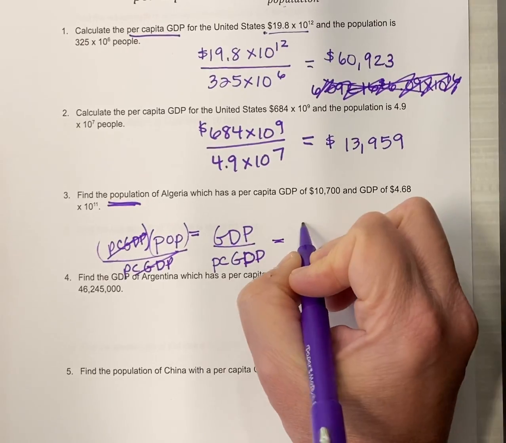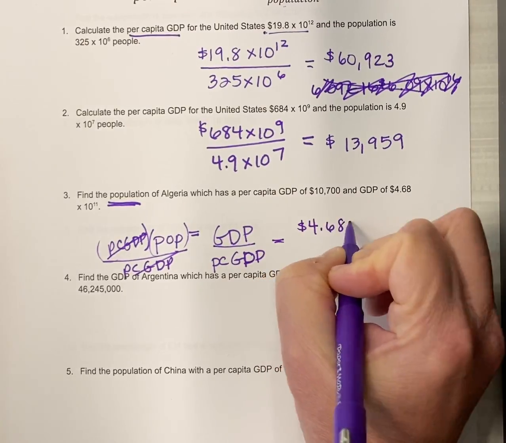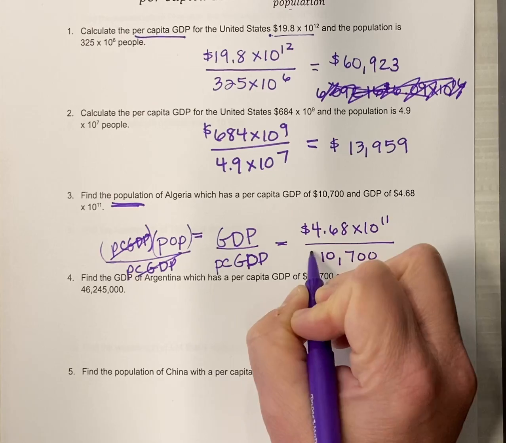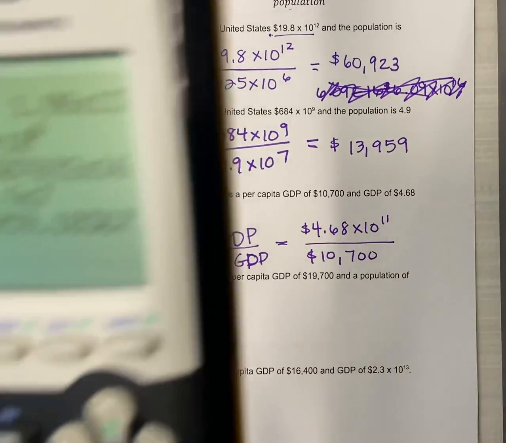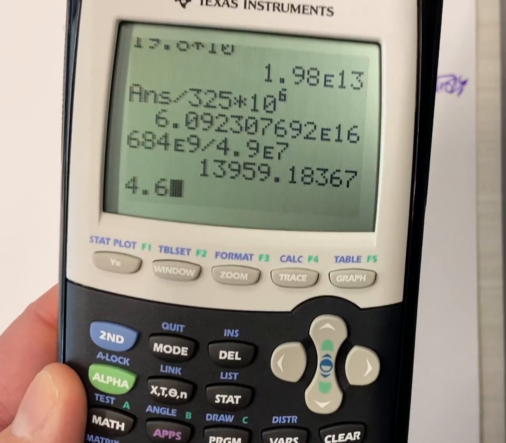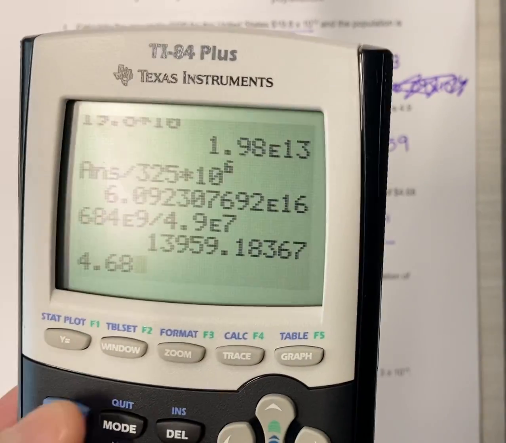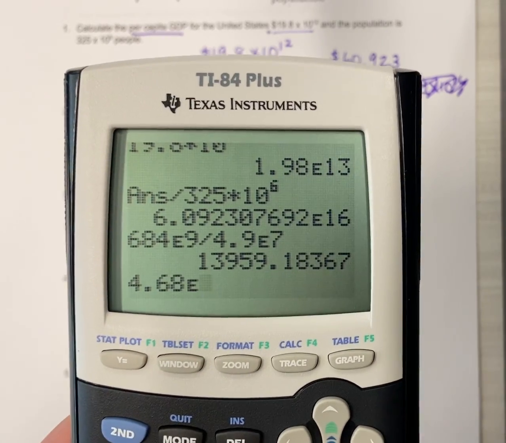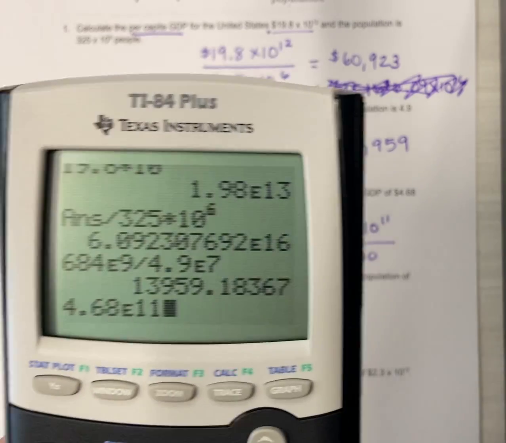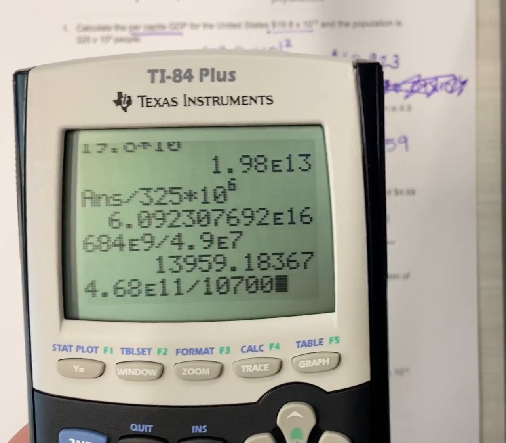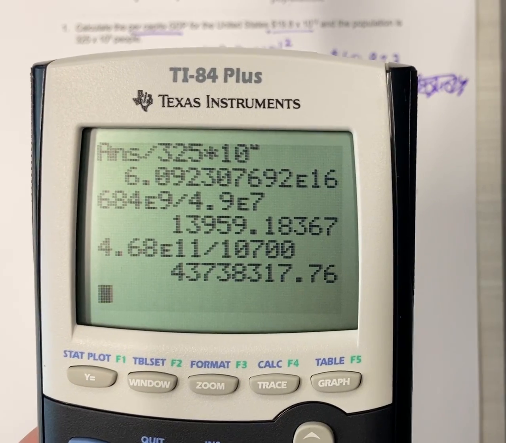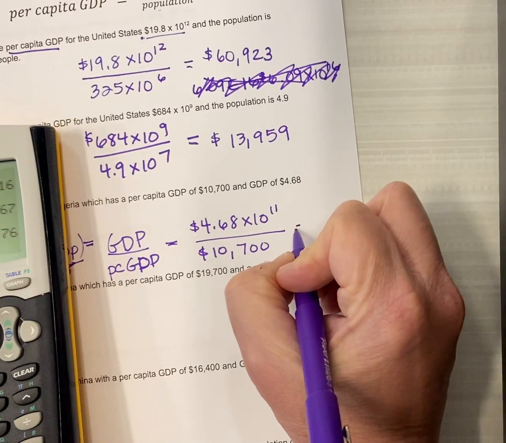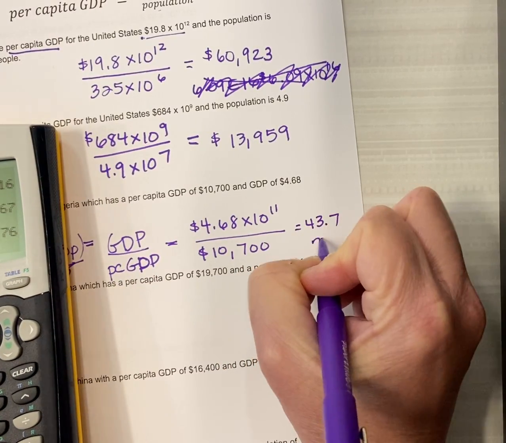So my GDP is 4.68 times 10 to the 11th, and I'm going to divide by 10,700. So in my calculator, 4.68 second comma, so second EE, and I say EE because that's what the little button says, but then it just displays an E, 11 divided by 10,700. And it tells me the population, if I were to look there, is about 43.7 million. So 43.7 million, okay?